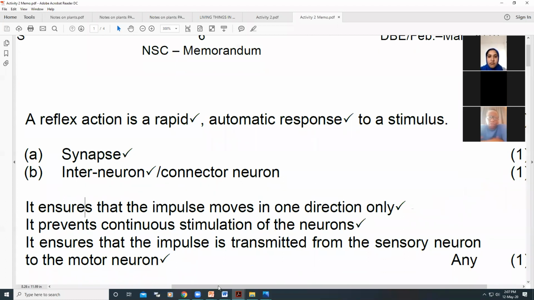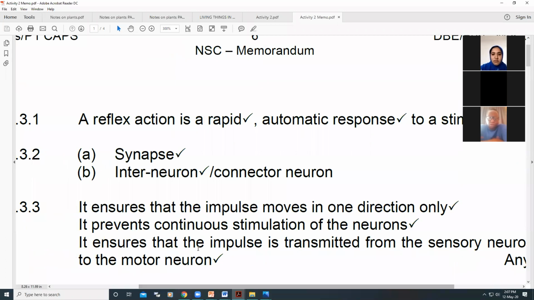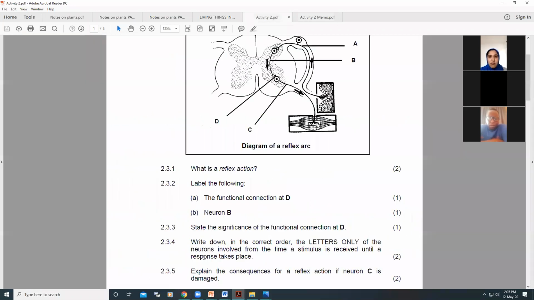That's enough. They gave you a few options there. Okay, then 2.3.4. Write down the correct order of the letters only of the neurons involved from the time the stimulus is received until a response takes place, right? So what would the answer be there?